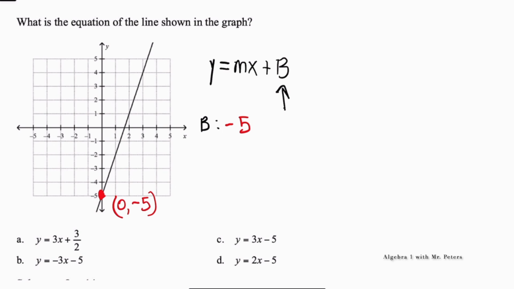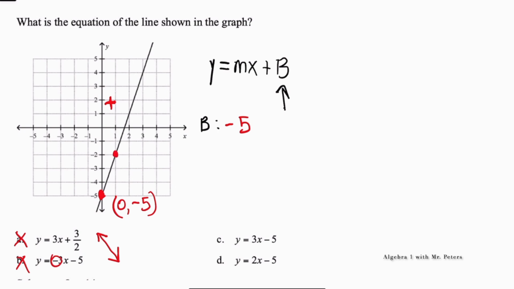When I look at answer choice A, it has the incorrect y-intercept. When I look at B, I know this is not the correct answer because we have a negative slope. This is a positive slope. It's on an incline. A negative slope would be something like this that is going on a decline. So B is gone.